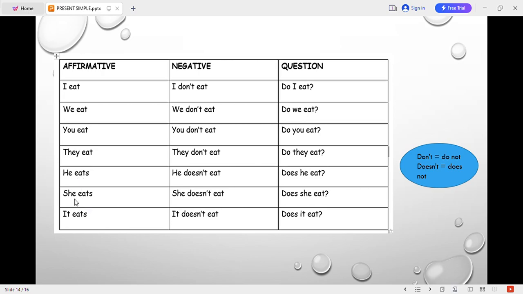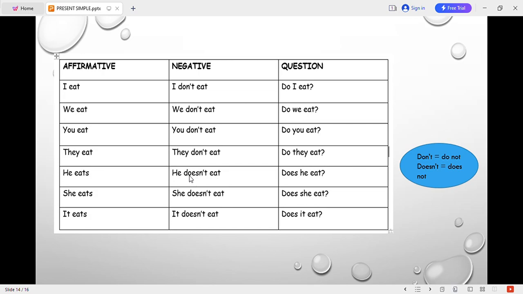And then next, the last three examples are singular subjects. He, she eats. Of course, we put s at the end of verb one: eats. She eats, it eats. He eats. He doesn't eat, or he does not eat.